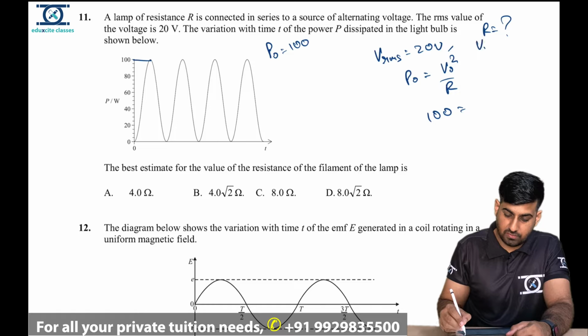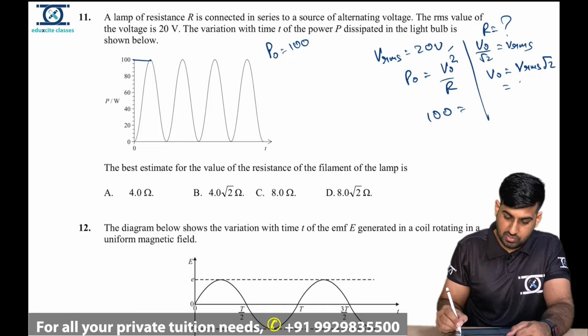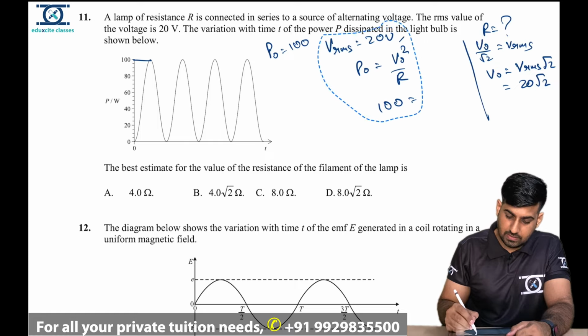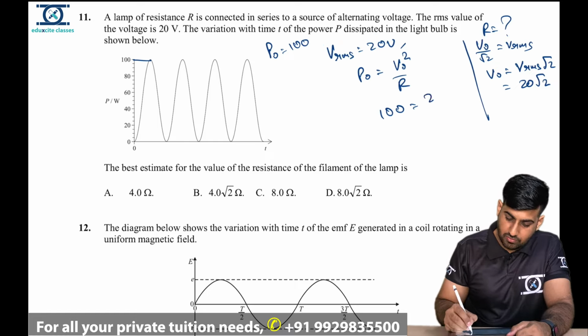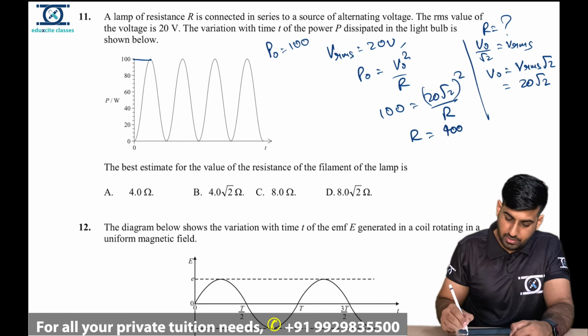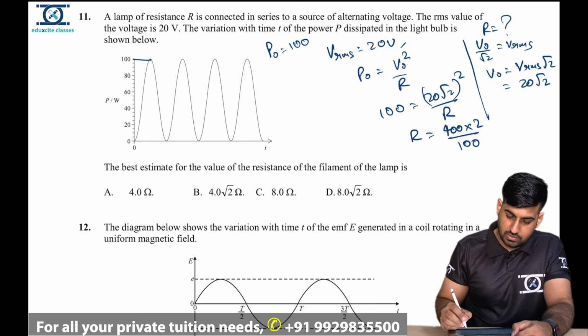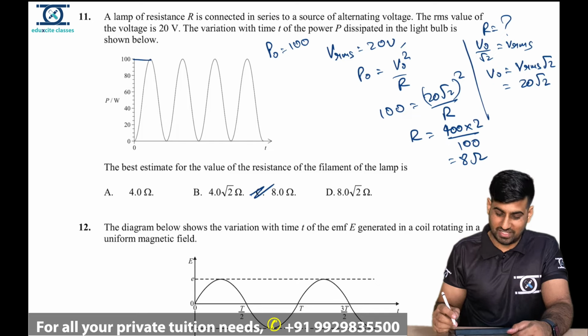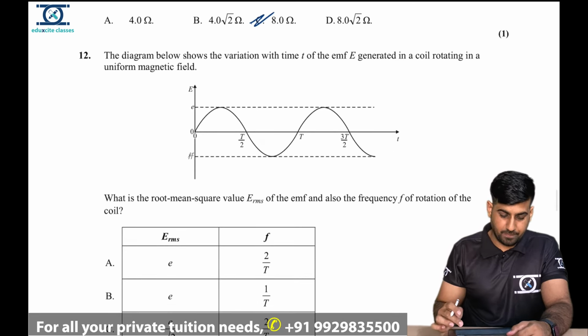So VRMS is given, so V0 by root 2 is VRMS, right? So you can say V0 will be VRMS times root 2. VRMS is 20, so V0 is 20 root 2. So I can write this as V0 square is (20 root 2) square divided by R. So R will be 20 square, so it will be 400 into 2 divided by 100, which is equal to 8 ohm. So the answer is 8 ohm. Very simple.